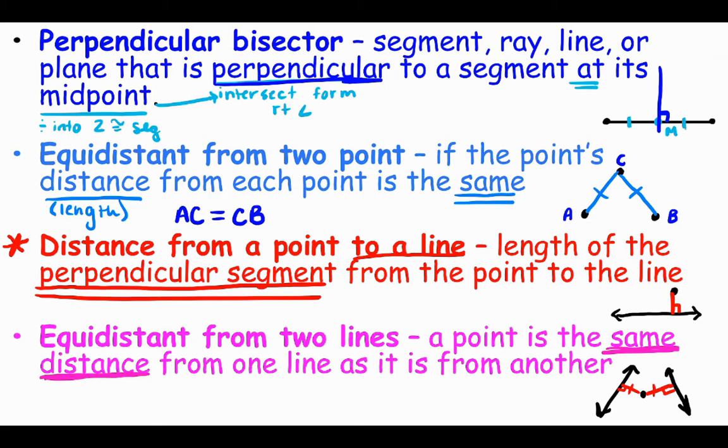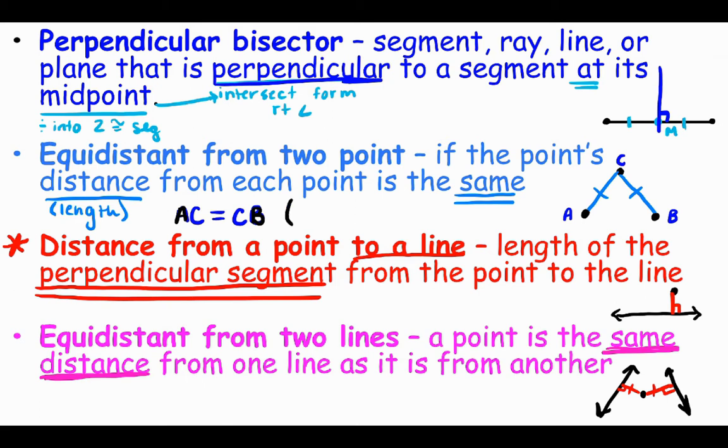Our next vocabulary word is equidistant from 2 points, and it is exactly what it sounds like. It is equal distances from one point to another. So in this particular case, our common point is C, and our 2 points that we are equal distances away from are A and B. So our point C is the exact same distance or length away from A and B.